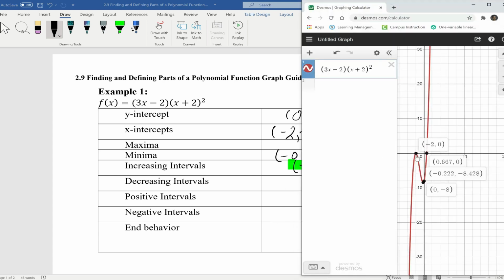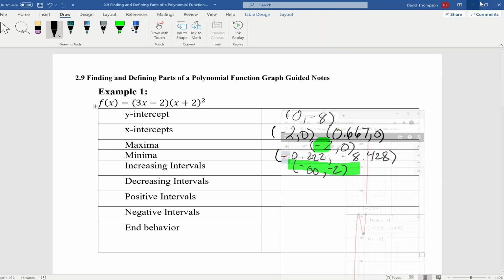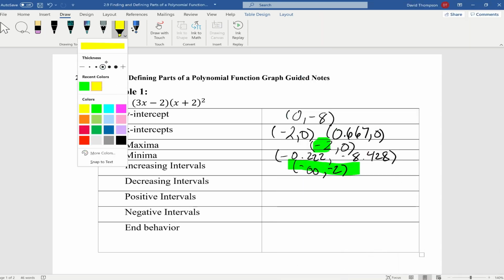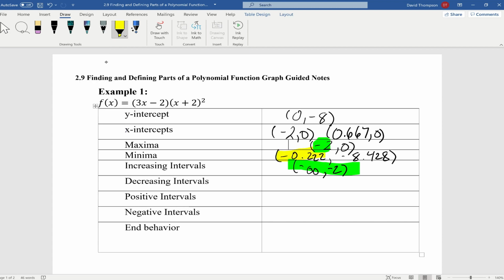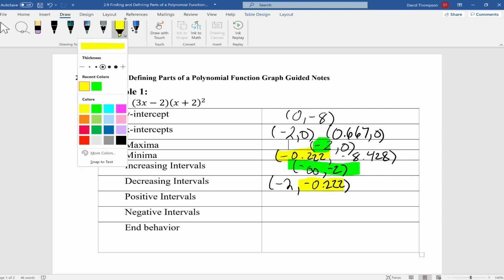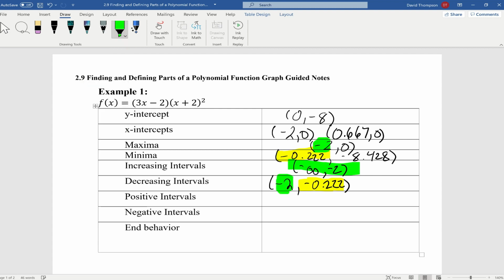Then we switch from increasing to decreasing. So this deals with our minima, so it's going to be -2 to -0.222, and that deals with our minima. So I'll just highlight that one. So this goes from -2 to -0.222. So we have our minima and we have our maxima.